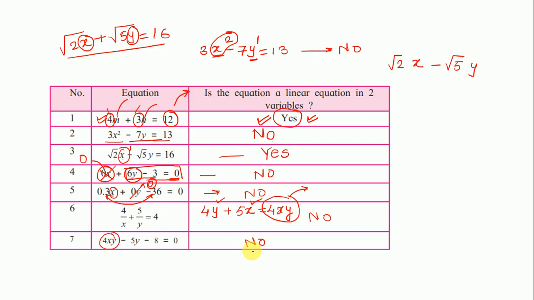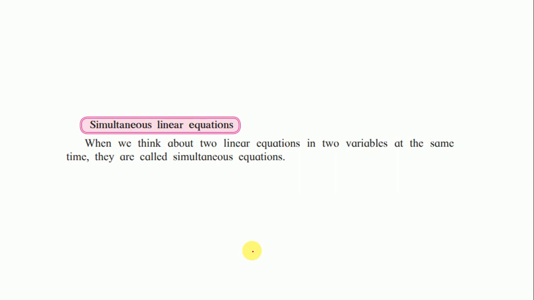Now the next subtopic is simultaneous linear equations. What is meant by simultaneous linear equations? Now you know the definition of linear equations. When we think about two linear equations in two variables at the same time, they are called simultaneous equations. See, this is a certain equation, 3x plus 2y equal to 15. This is one linear equation, and this is the other, 3x minus 4y equal to 16. This is the second linear equation.